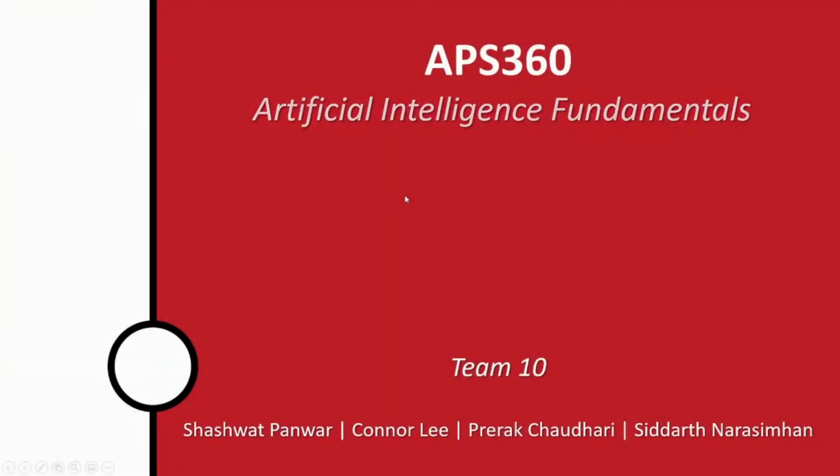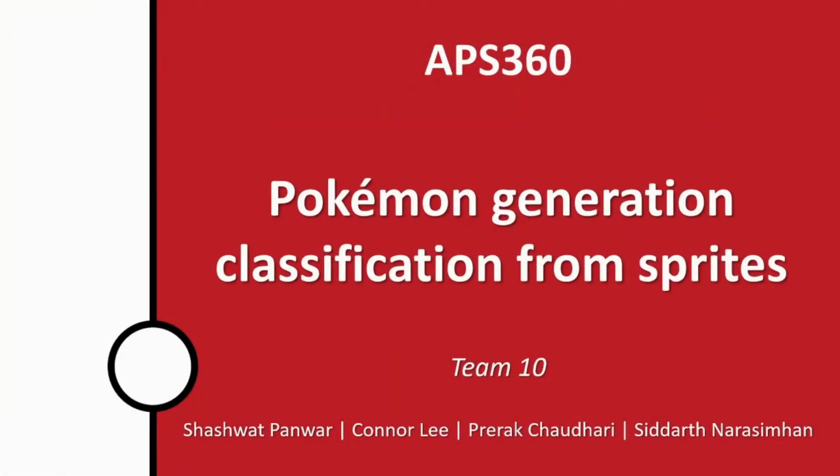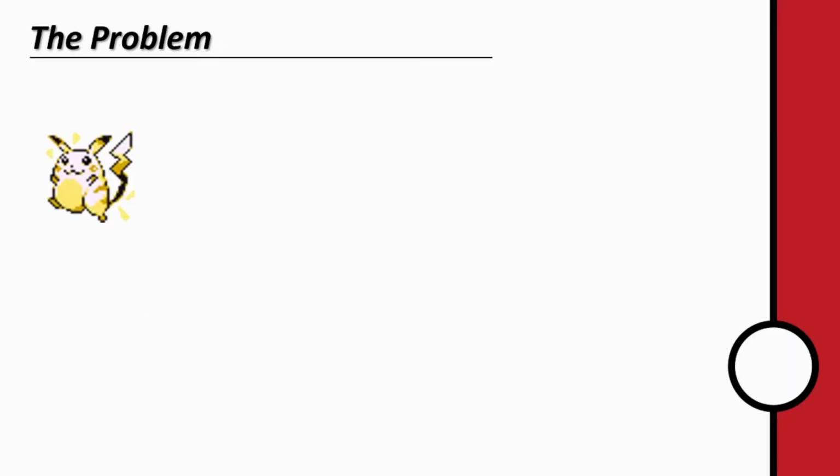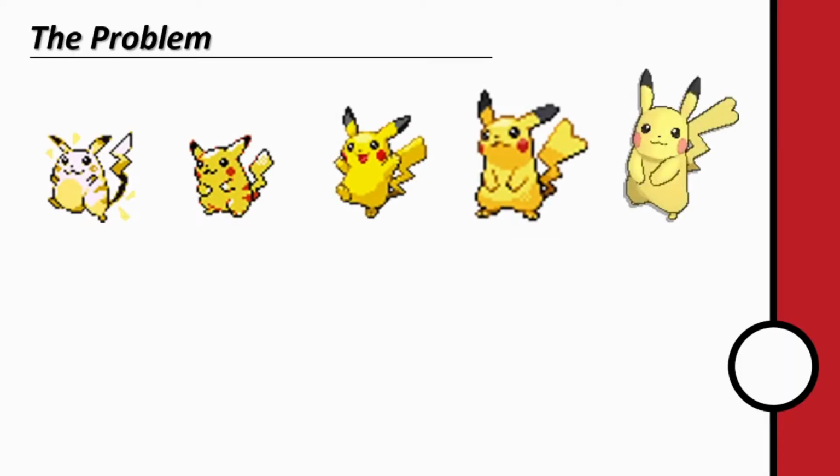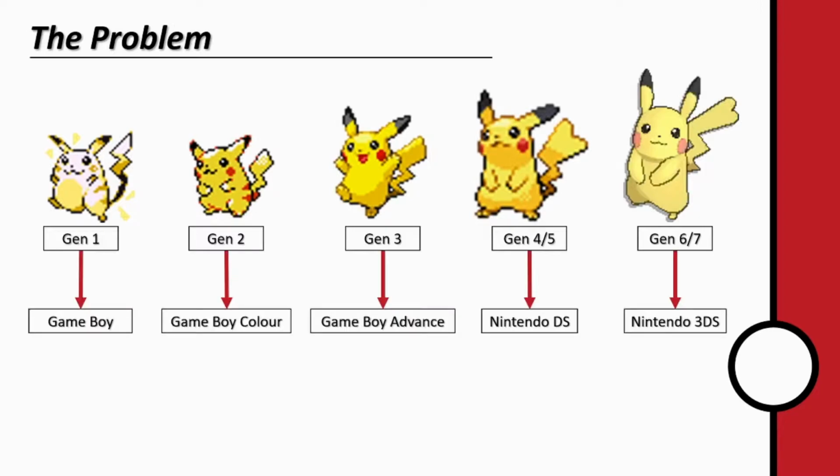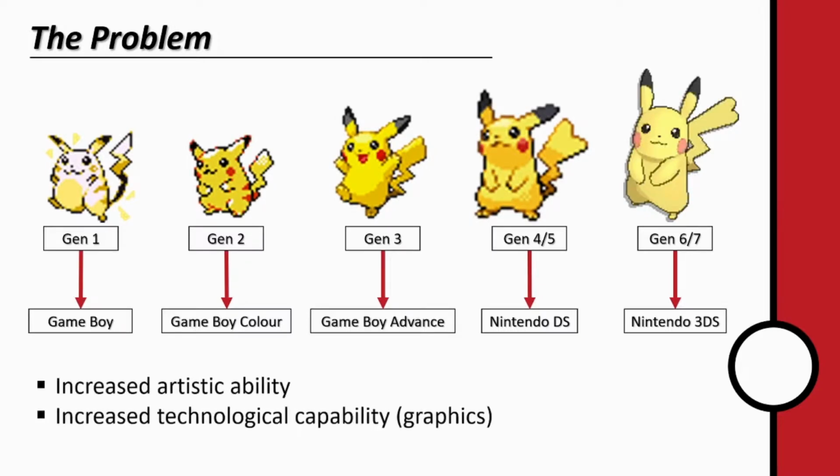Calm down. We are Team 10, and we'll be making a model to classify Pokémon generations using sprites found in the video games. Take a look at Pikachu through the ages. We have 5 classes here, each one limited to the generations that were released on a particular device. You can see a relative increase in artistic ability as well as graphics.